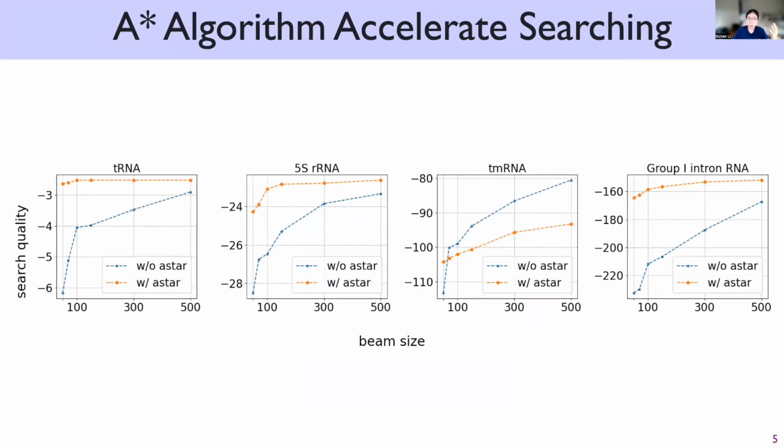accelerate the searching. For example, this is searching quality against beam size. The blue one is without the A-star algorithm. The orange one is with the A-star algorithm. We can see that with a limited beam size, which means a pretty limited search space, we can reach a pretty high searching quality. The beam size is correlated with the runtime. If we reduce the beam size, we also reduce the runtime. That means we can get good performance with a really limited runtime.